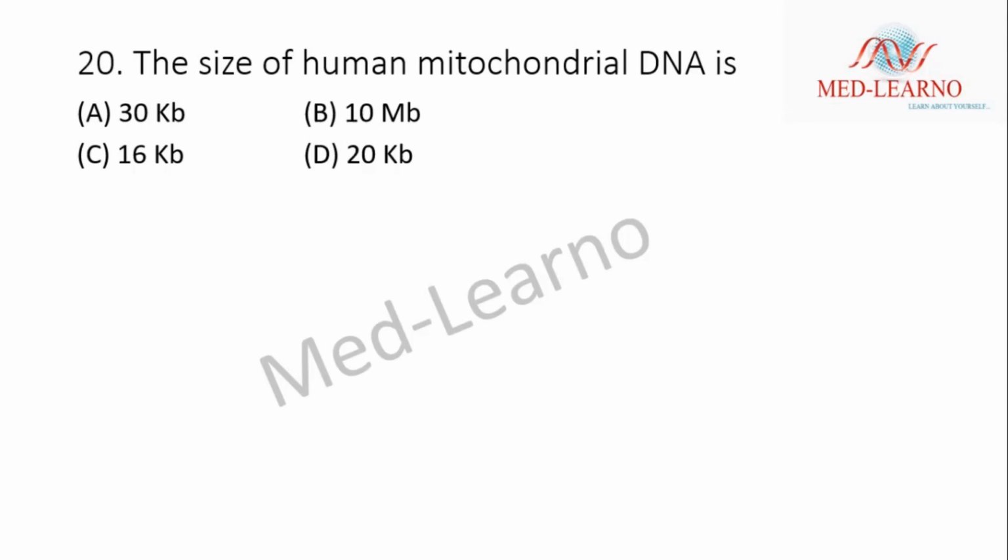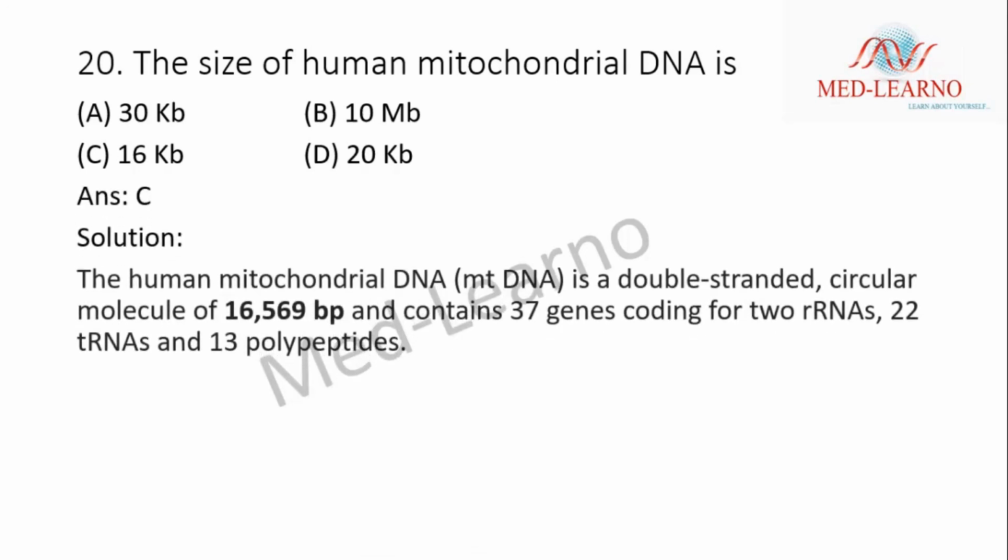The size of human mitochondrial DNA is: option A, 30 kb; option B, 10 MB; option C, 16 kb; option D, 20 kb. Here the answer is option C, 16 kb. The human mitochondrial DNA is a double-stranded circular molecule made up of 16,569 base pairs and it contains 37 genes coding for 2 rRNAs, 22 tRNAs and 13 polypeptides.